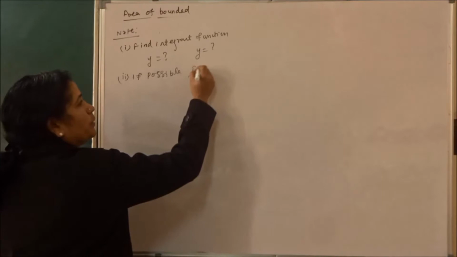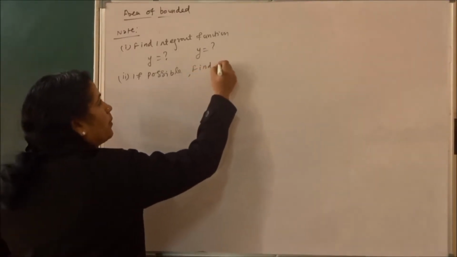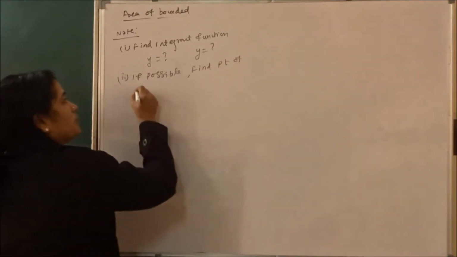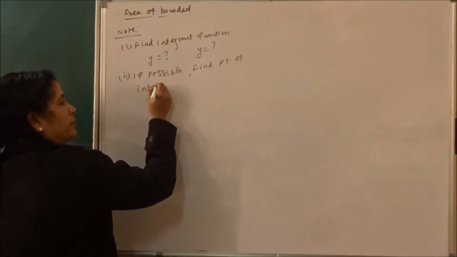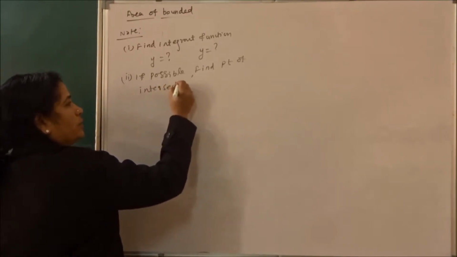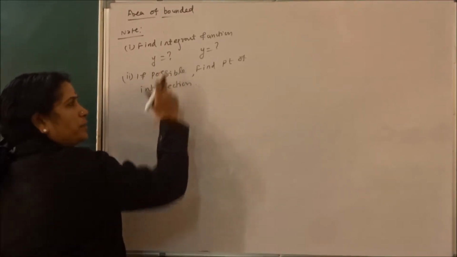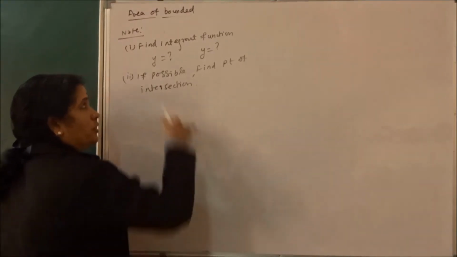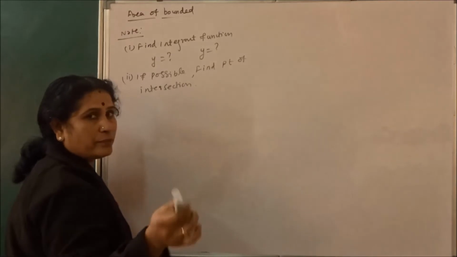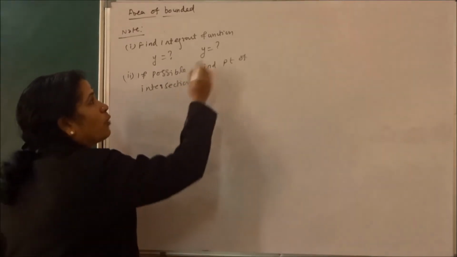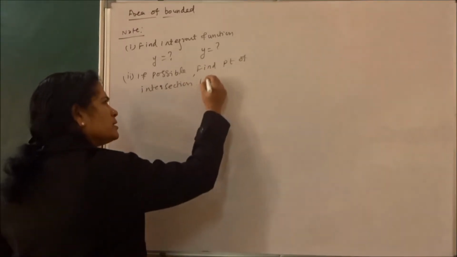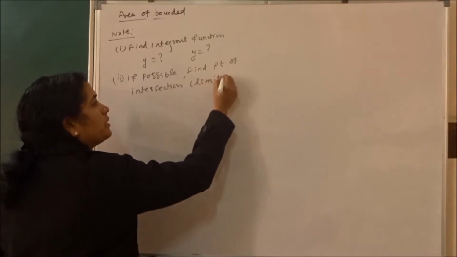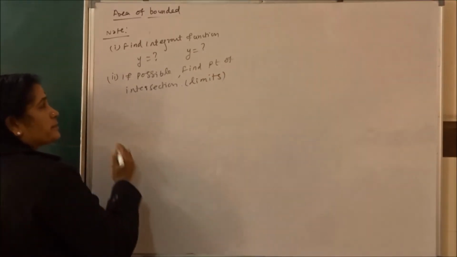If possible, find the point of intersection. That means intersection. Now listen. Suppose if it is one curve, then there is no need of finding; you cannot find a point of intersection. If it is two curves, they will definitely intersect at a point, so you have to find the point of intersection. We can consider it as limits also. Let us see.